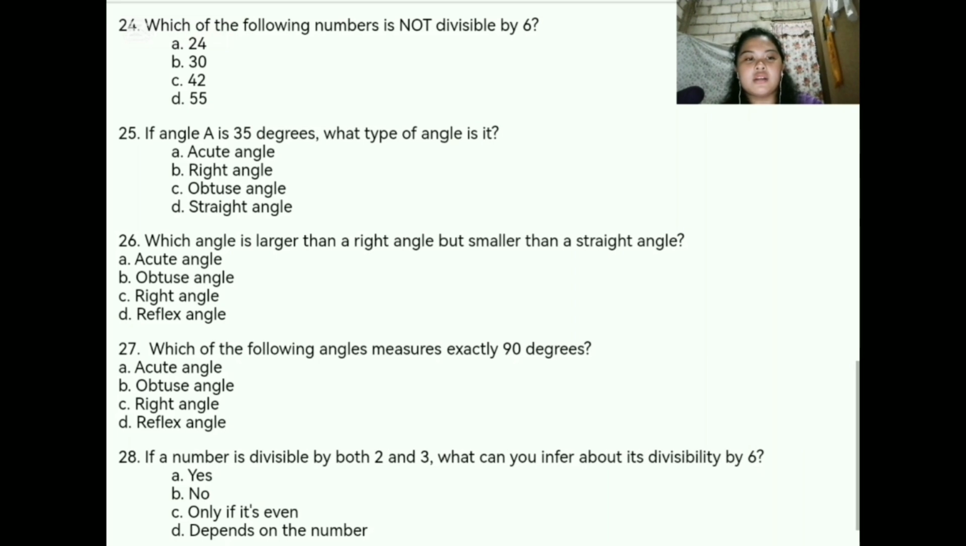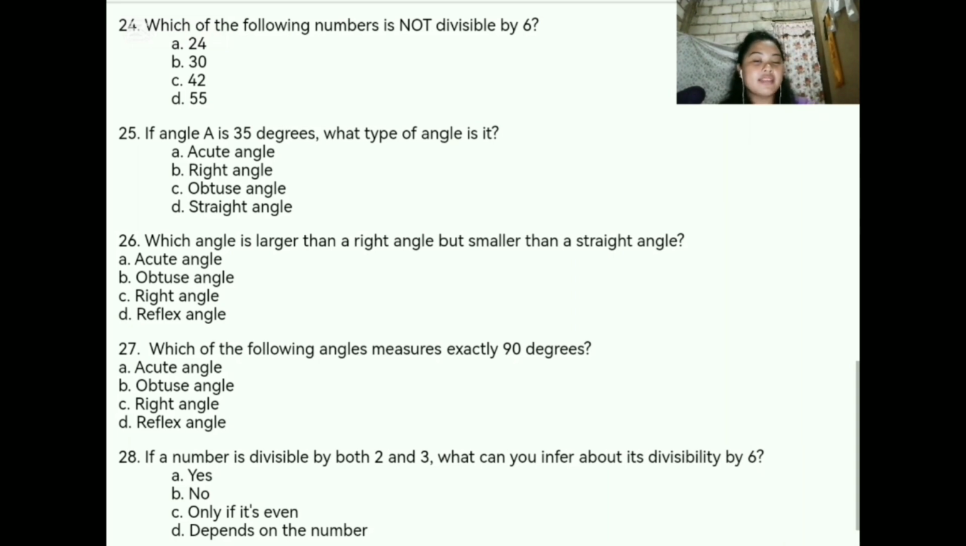So A, acute angle, B, right angle, C, obtuse angle, or D, straight angle. So first, let's rationalize the kinds of angle. So A is acute angle, which is the correct answer because an acute angle is an angle that measures less than 90 degrees. So the question is, if angle A is 35 degrees, so it is less than 90 degrees. So the answer is acute. But then again, we will rationalize the other options.